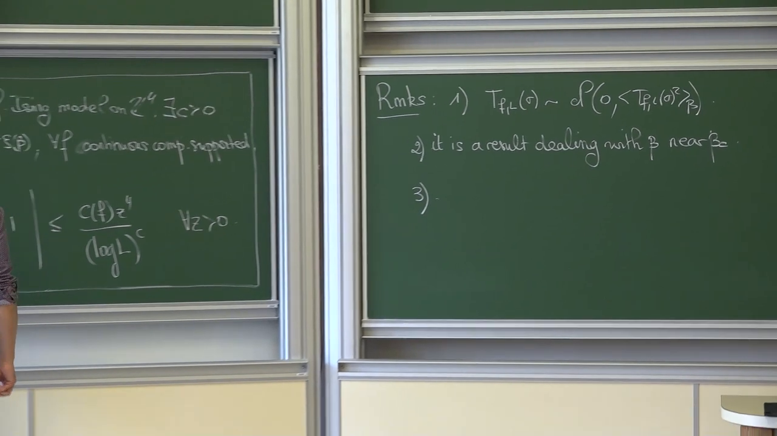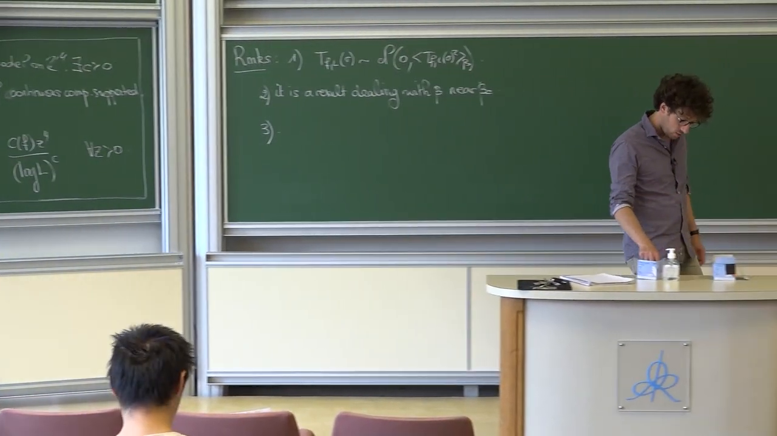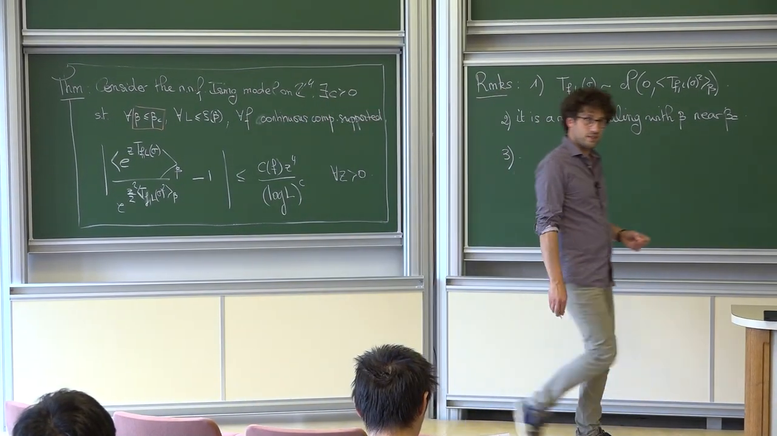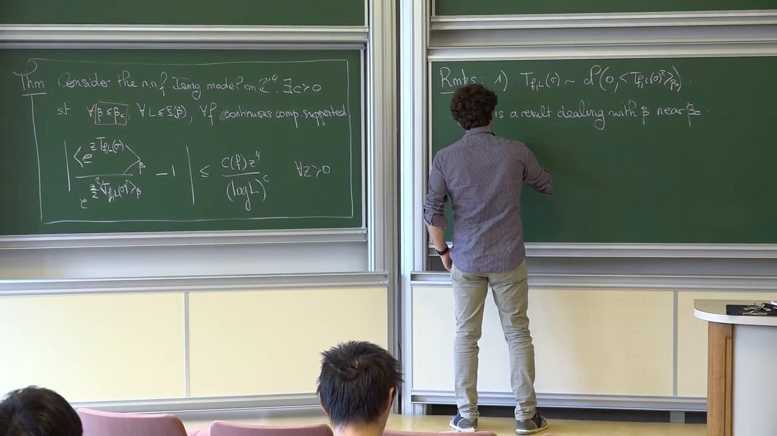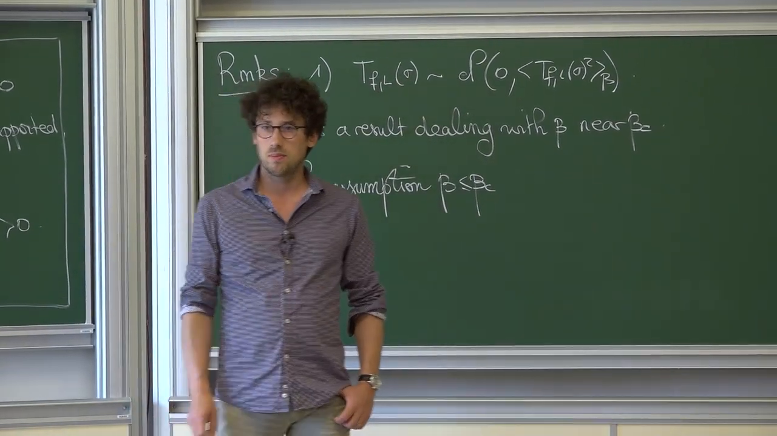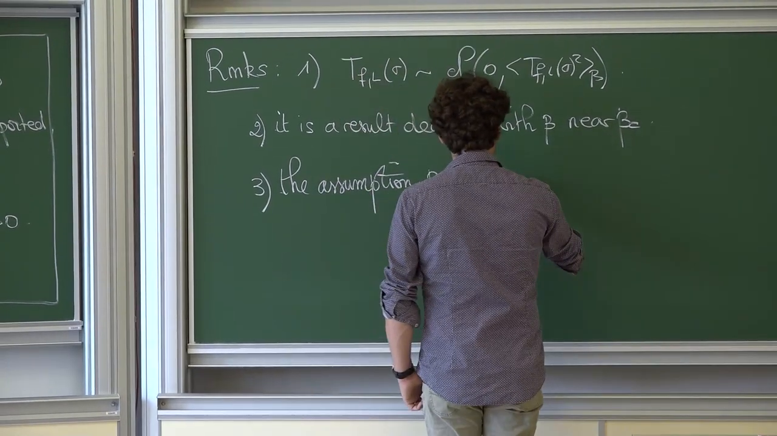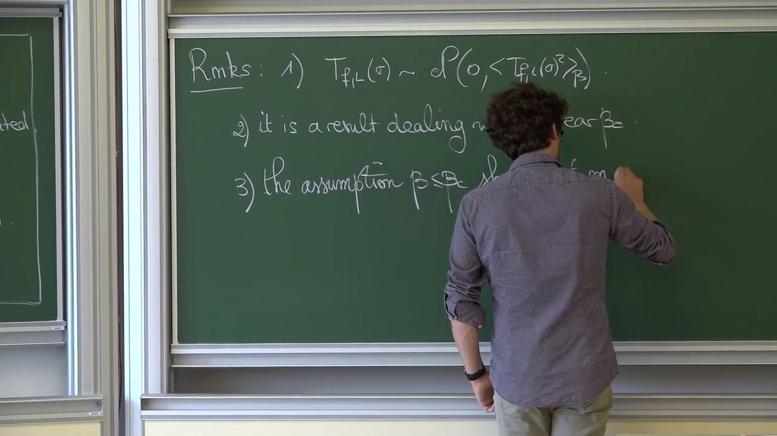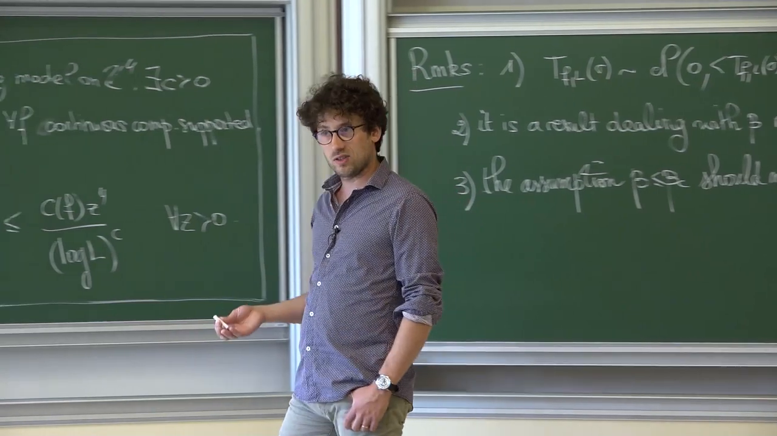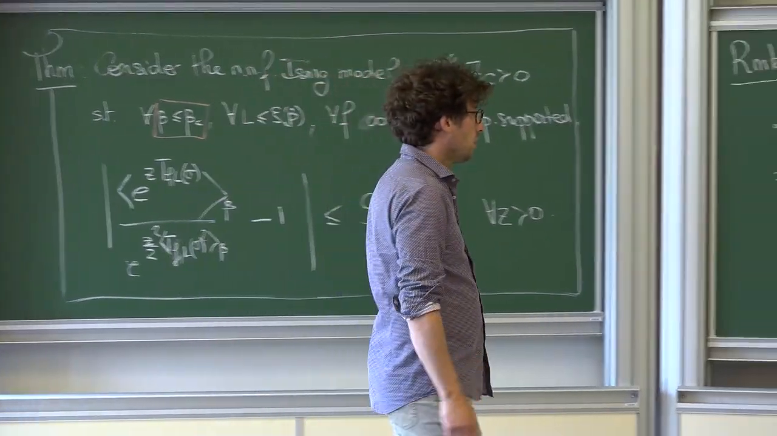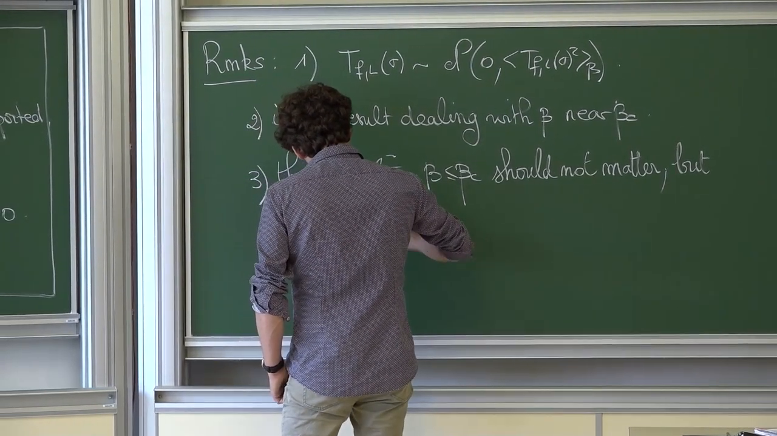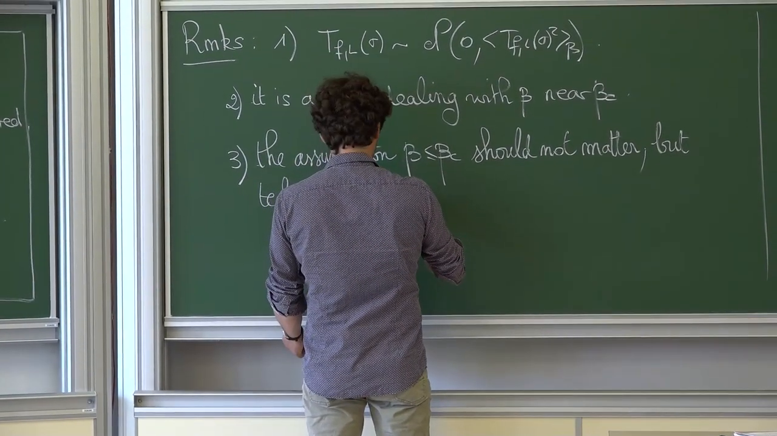The third comment is that here I am making one assumption which is not so natural, which is this one here. I'm asking that beta is smaller or equal to beta c. So the assumption that this is true should not actually be important; it should not matter. But in our case, it's technically important to deal with the fact that if beta was strictly larger than beta c, the spontaneous magnetization would be strictly positive. It should not matter, but technically it is more convenient.